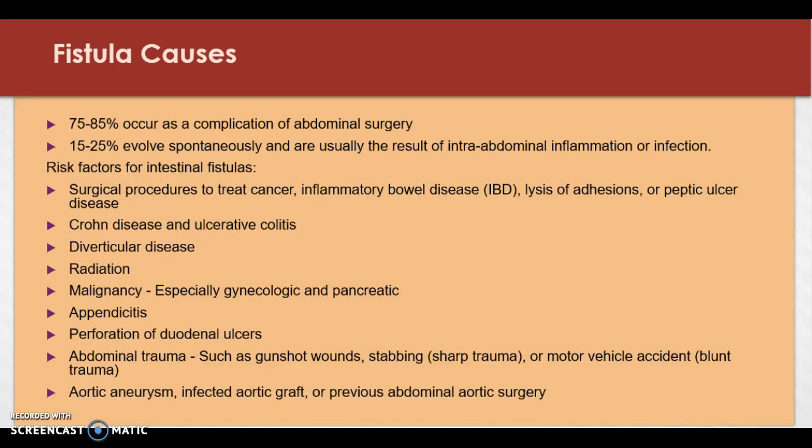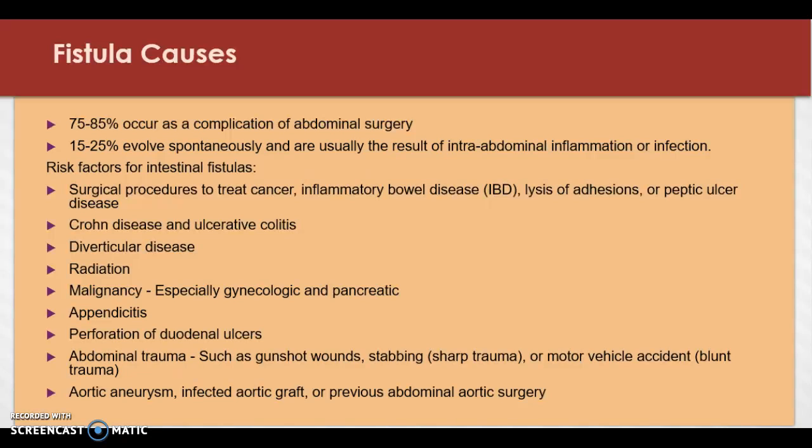These are the causes of fistulas. Believe it or not, 75 to 85% occur as a complication of abdominal surgery. So that's one of the main reasons that a lot of these inflammatory bowel disease patients shouldn't really go to surgery right away, because they're putting themselves at a high risk for having a fistula just by doing that. And then 15 to 25% evolve spontaneously because of intra-abdominal inflammation or infection.